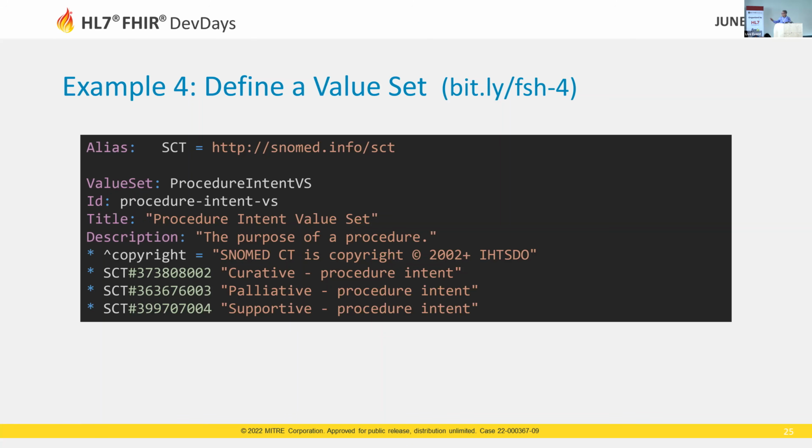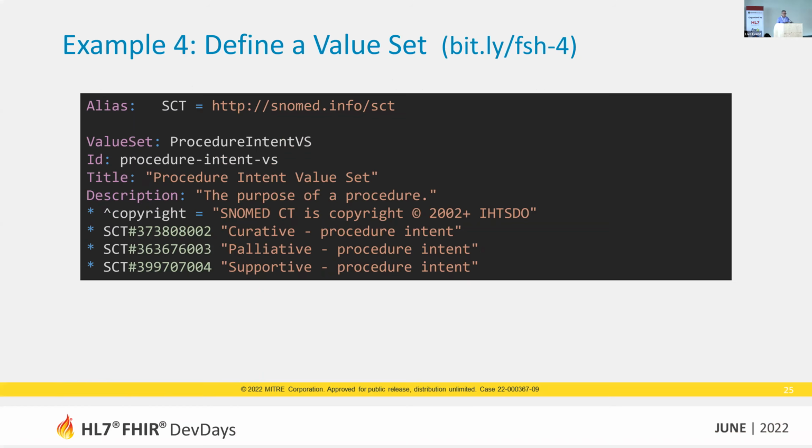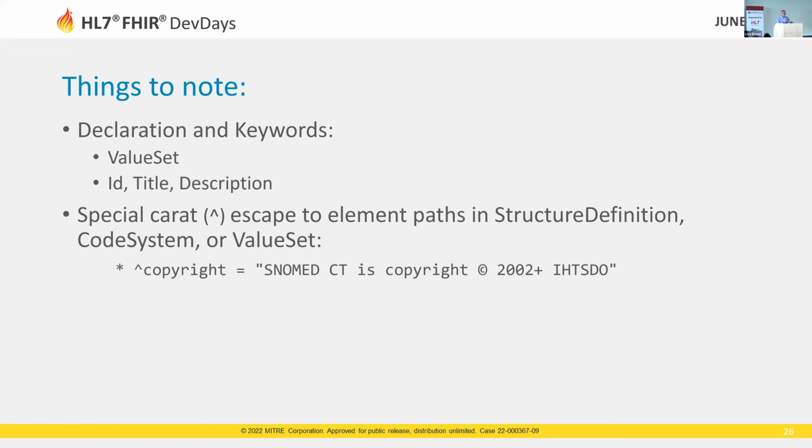There's a funny rule which you won't understand. There's an uptick, a caret, copyright, and I'll explain that in a second, but that doesn't look like any path we've seen before. And then there's a list of 3 codes. And you'll note those are codings. So it has a code system, then the famous hash sign for codes, and then a code and a display text. And those put 3 values into your value set and you're done. Okay? Now, things to note about this example. The declaration is value set, and we're using keywords ID, title, and description.